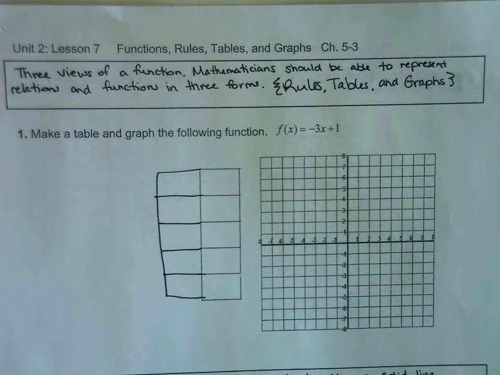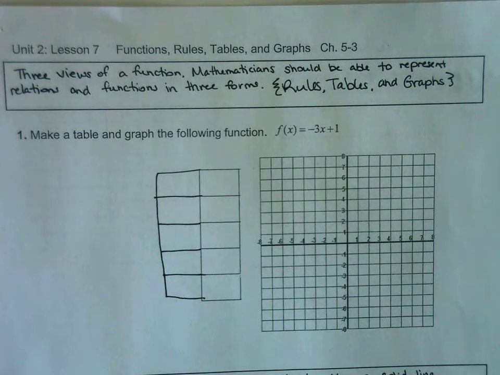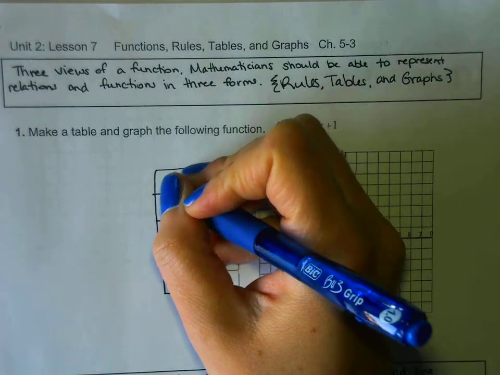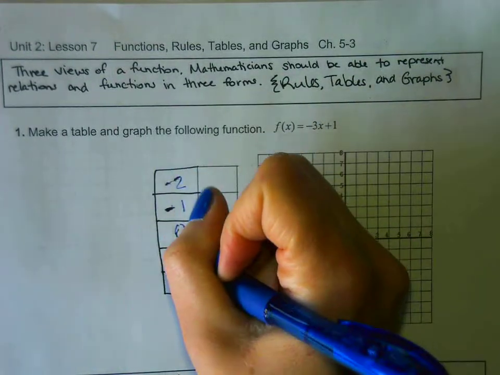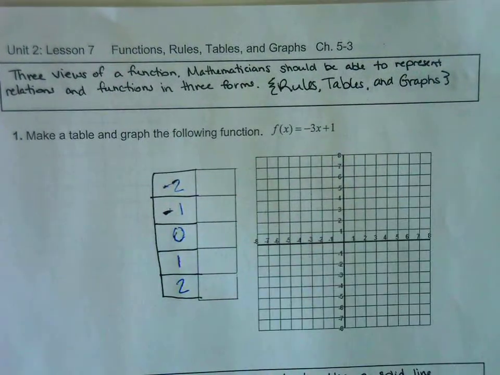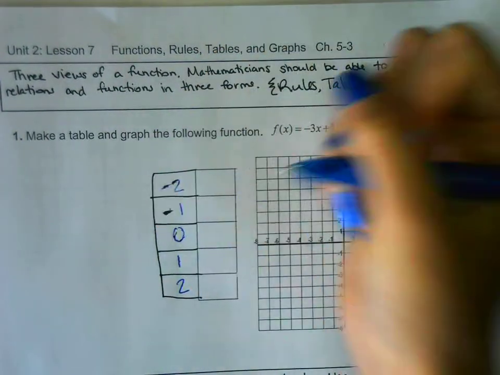negative 3x plus 1. So if I'm going to make a table, I'm going to pick some values for my input, my domain, which would be negative 2, negative 1, 0, 1, and 2. So if those are my domain values, I need to find my range, which would be my outputs.